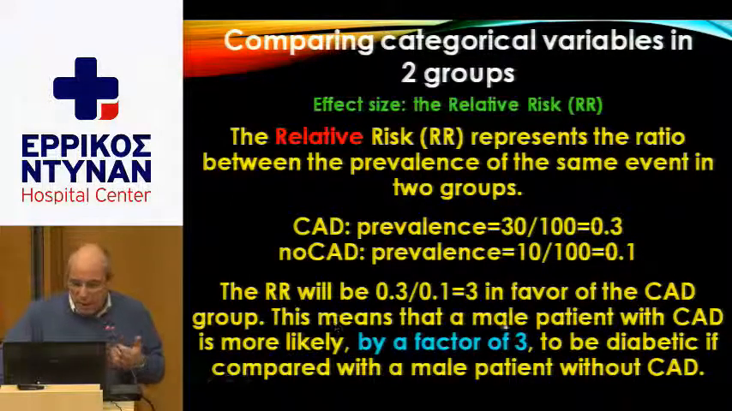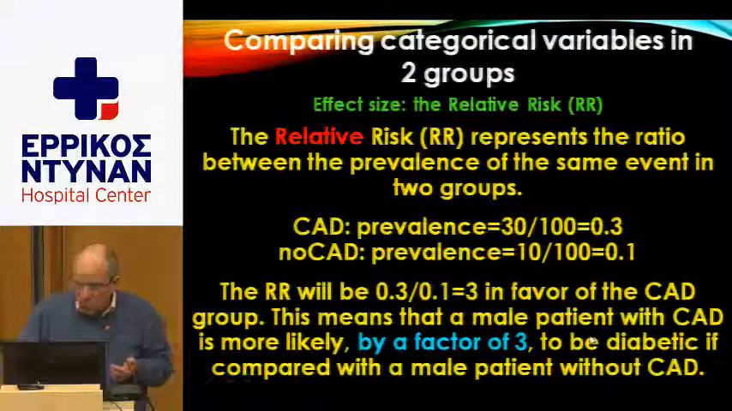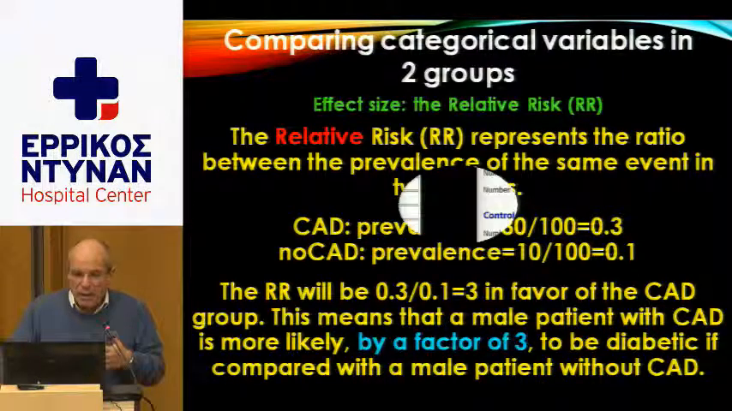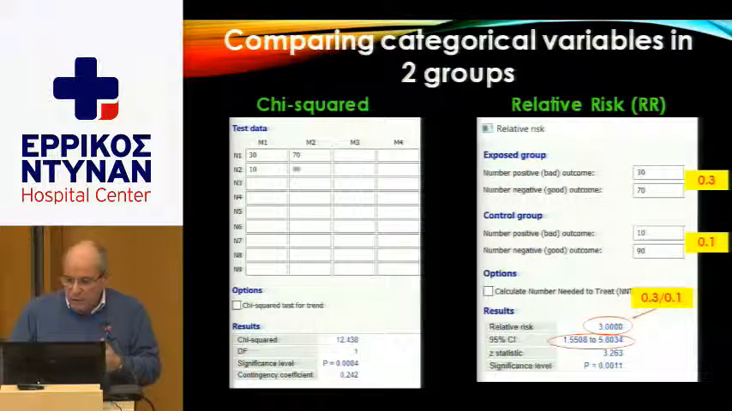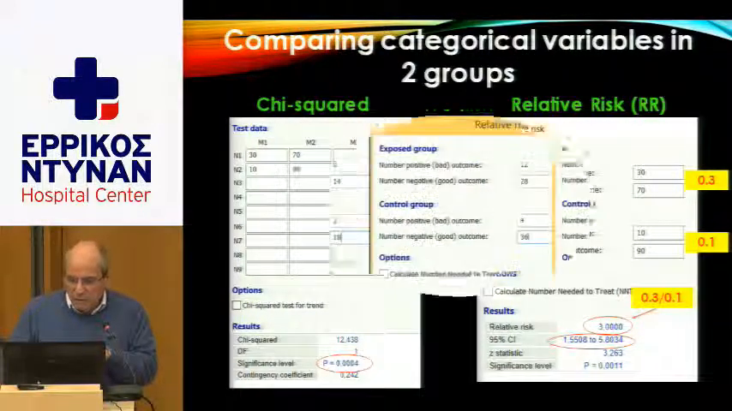This means that a male patient with coronary disease is more likely, by a factor of 3, to be diabetic compared with a male patient without coronary artery disease. This is something that happens in the prospective study. For instance, here is an example that we did. The relative risk is 3, and everything is really very significant.